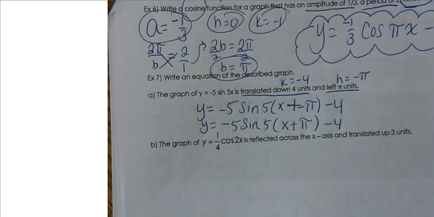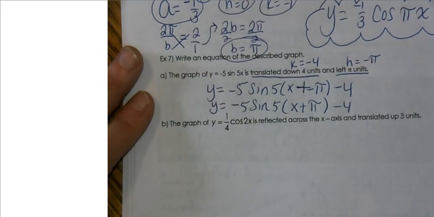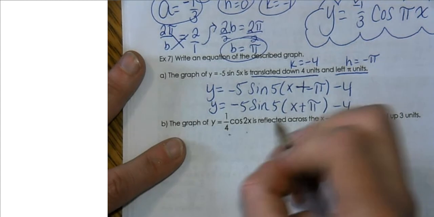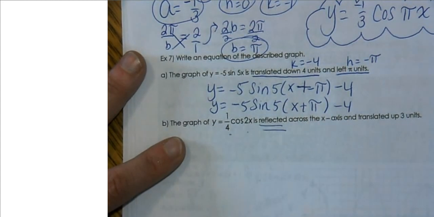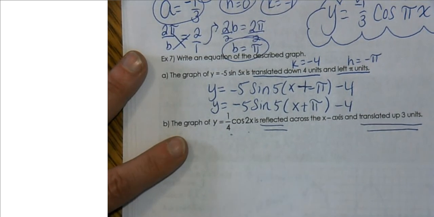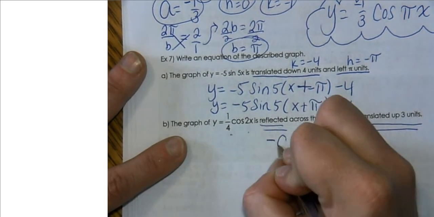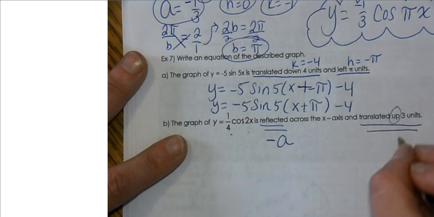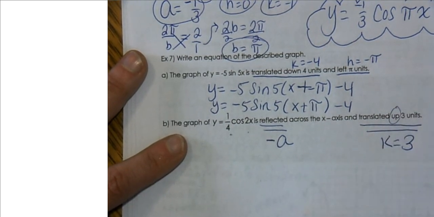And finally, for letter B, we have the graph of y equals 1/4 times the cosine of 2x is reflected across the x-axis and translated up 3 units. So reflected means that I will have a negative a value, and translated up 3 units means that my k value will be equal to the number 3.